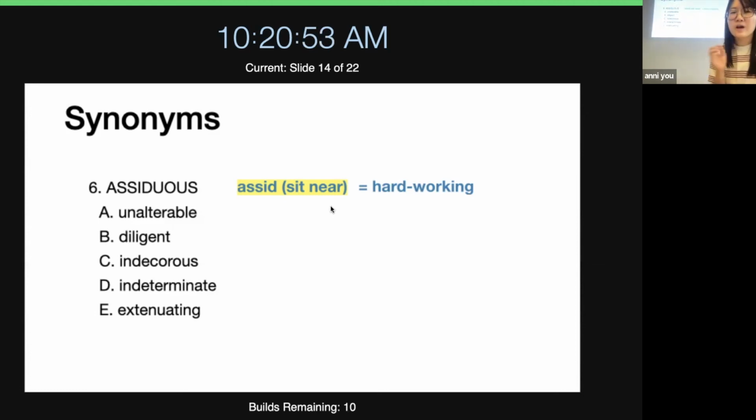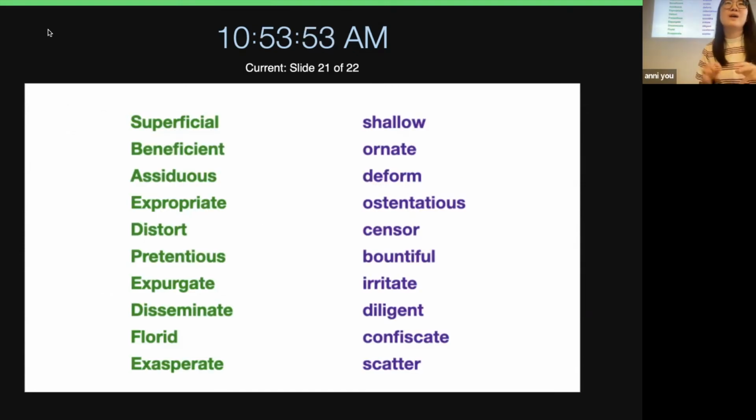Oh, okay, so we call an assiduous person a hardworking person. So that is a very positive adjective. Means hardworking, means diligent. Yes, right. You only care about shallow. Yes, thank you. Okay, superficial means shallow. Good. So Kathy, the second one.